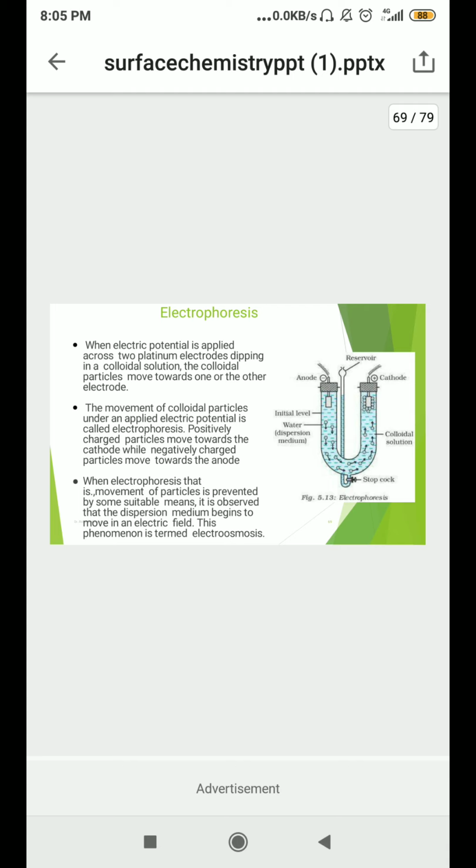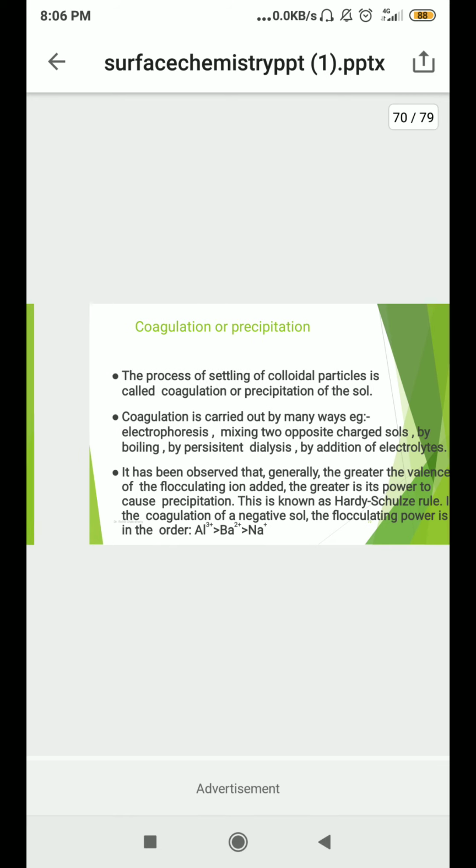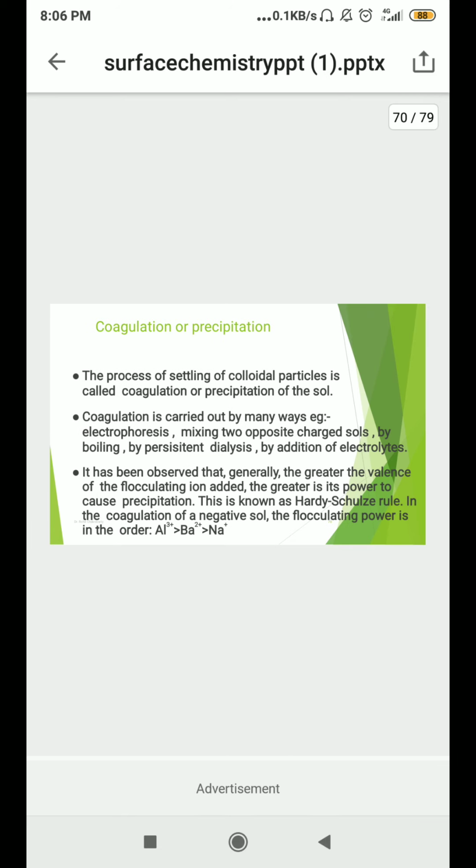This process is known as, basically, when electrophoresis, that is the movement of particles, is prevented by a suitable means, it is observed that the dispersion medium begins to move in an electrical field. So an opposite electric current will be applied to stop the movement, and this is known as electroosmosis. Then there will be coagulation or precipitation.